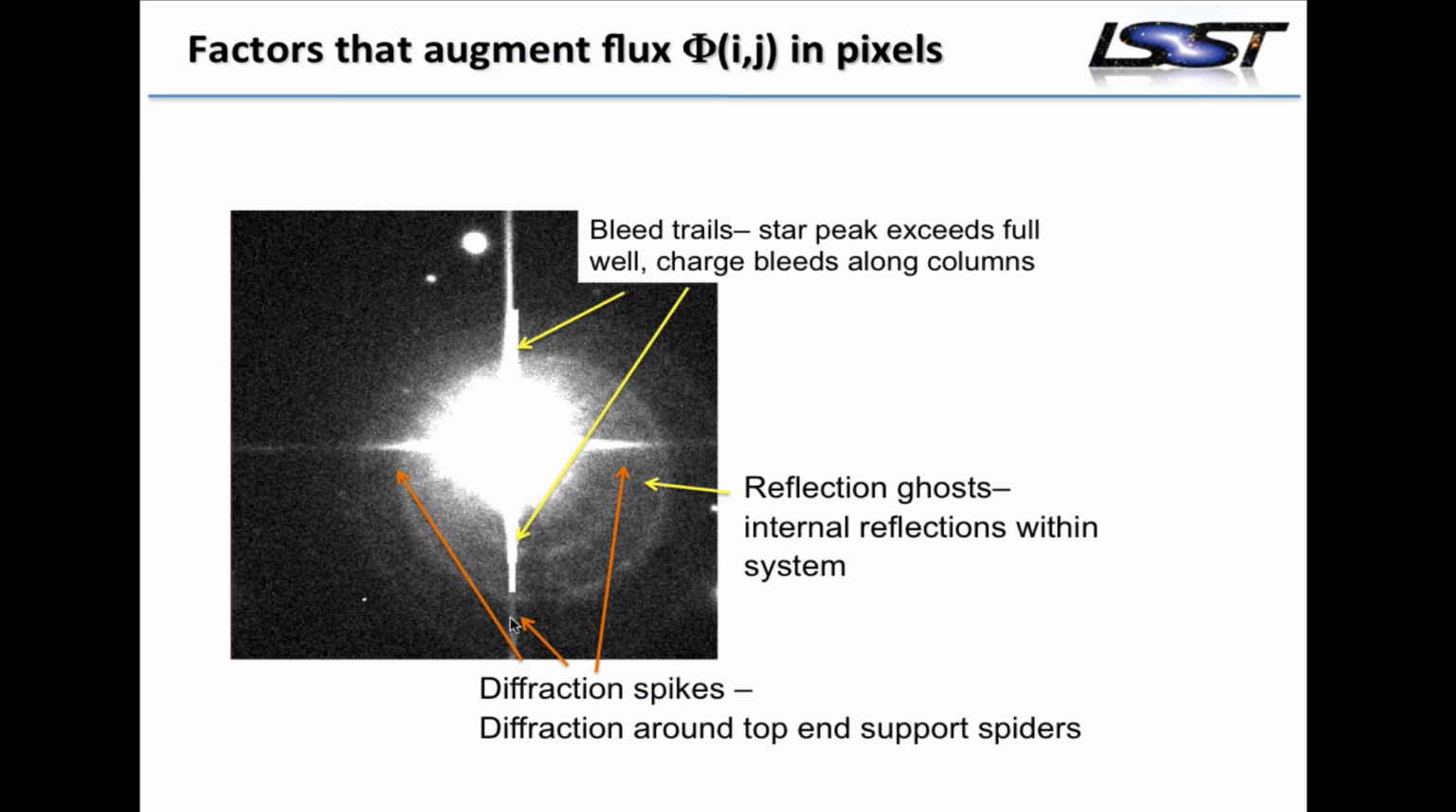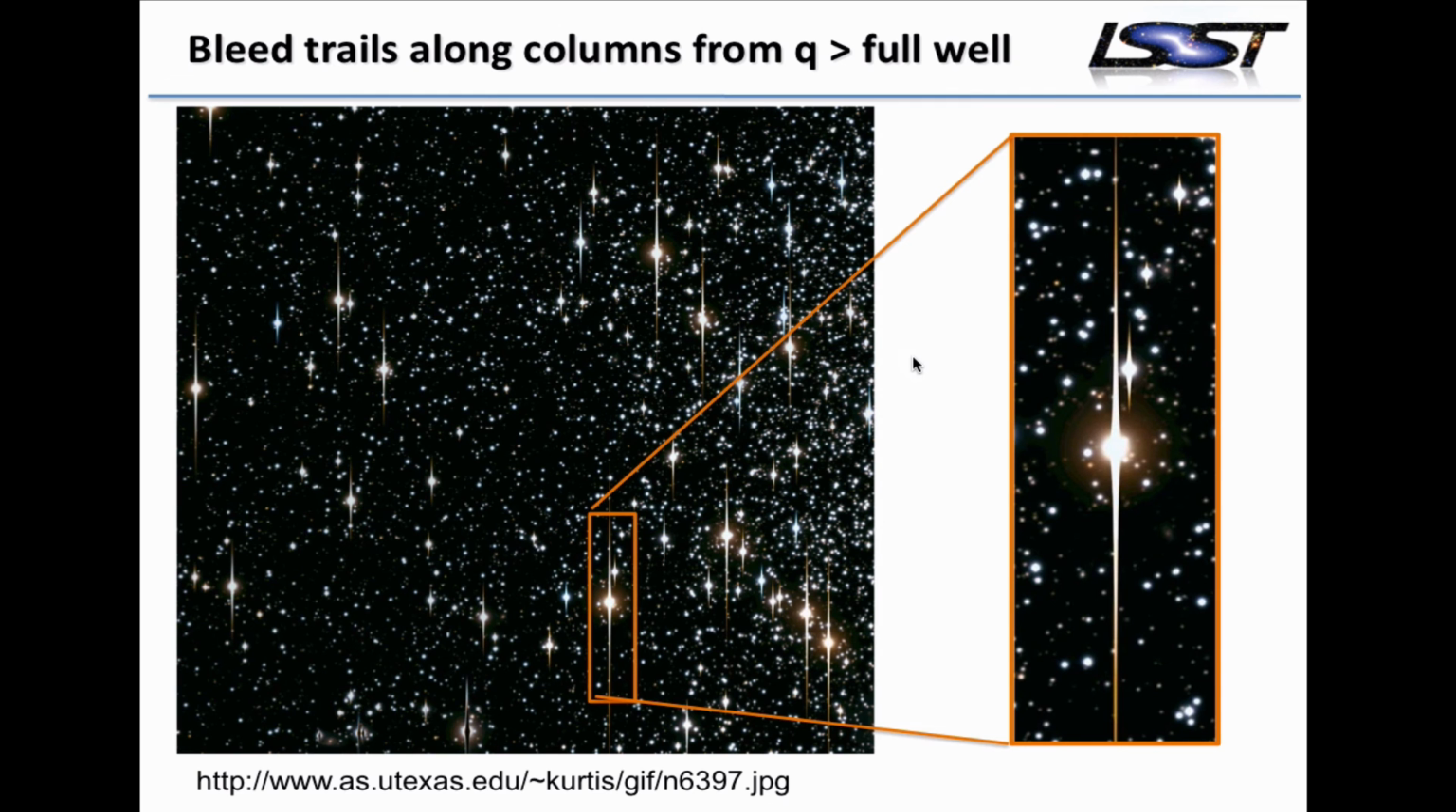And you can also see there's this funny circular offset pattern here. That's reflected ghosting in the optical system. So we'll talk about each of those in succession here as we go.